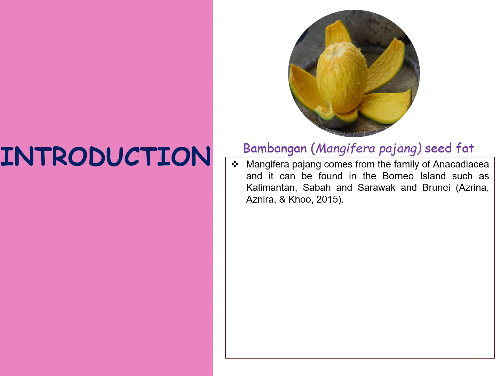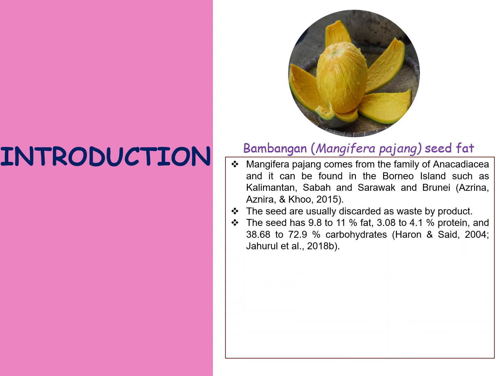And Bambangan nowadays is well known for its antioxidant and anti-cancer properties, so it is utilized as a functional food such as juice, processed food, health drink, and used as a flavoring ingredient, leaving the seed as a waste byproduct. And this seed is actually composed of 9.8 to 11% of fat, 3.08 to 4.1% of protein, and 38.68 to 72.9% of carbohydrates, indicating that this seed has nutritional potential as a protein and carbohydrate resource.